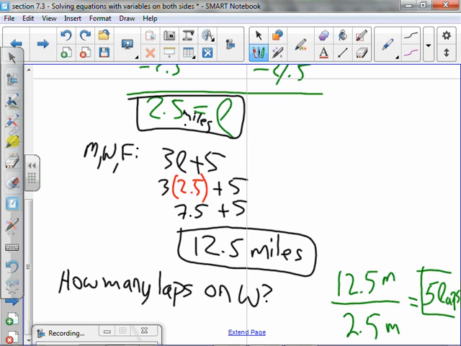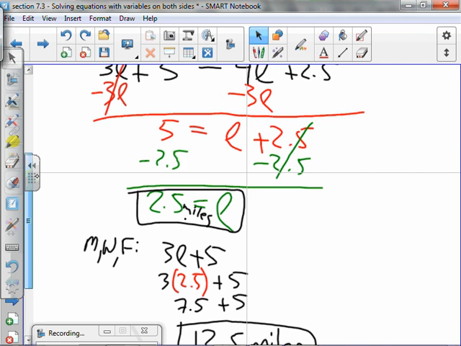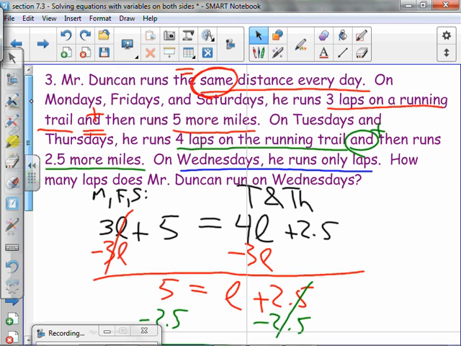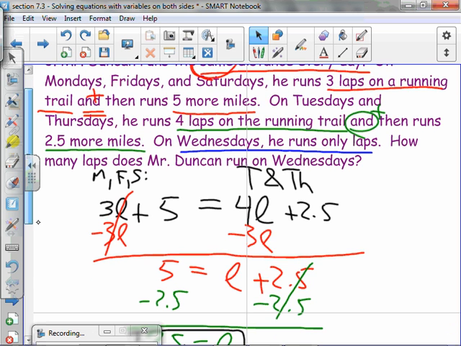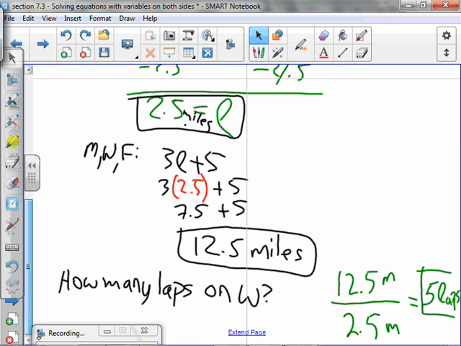That is a somewhat complicated question, but if you just start piecing together the information that you're given up here, figure out what your variable is, how long a lap is, and then read the question again, you'll be able to answer this question. Okay?